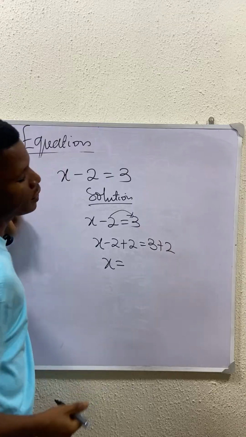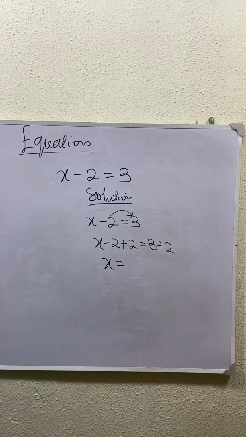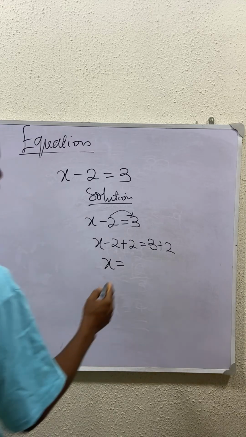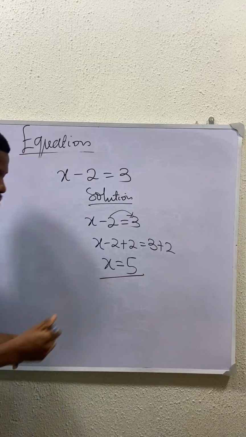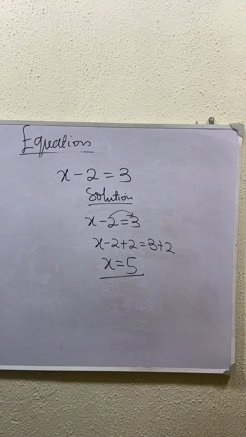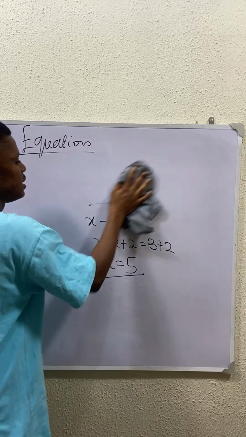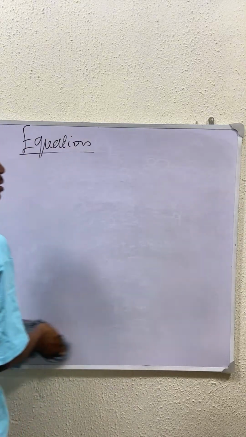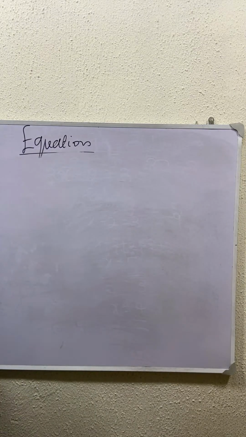So what is the value of 3 plus 2? 3 plus 2 is 5, correct. Clap for yourself. You have it as 5. So the value for x can only be 5. 5 is the only number that can satisfy the given equation. So it is very easy and simple to do. So that's how we solve simple equations.